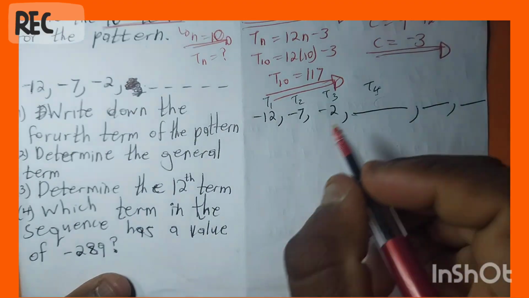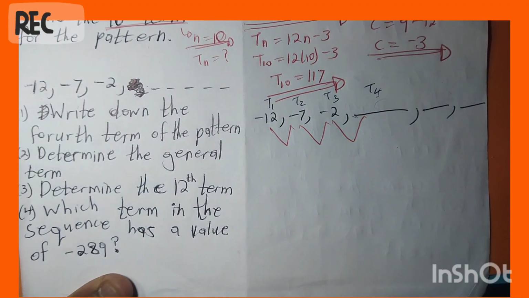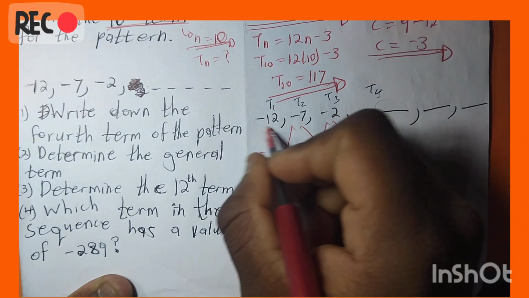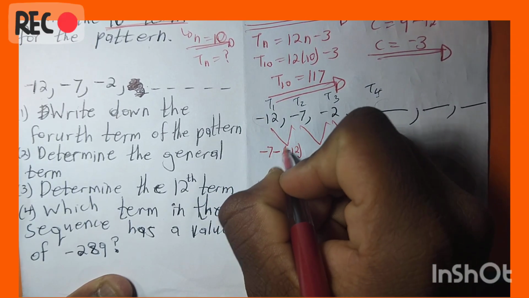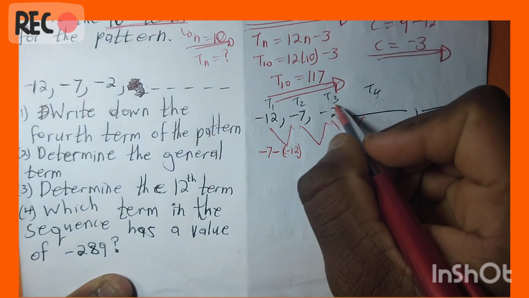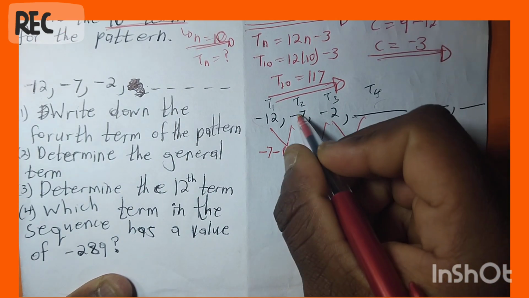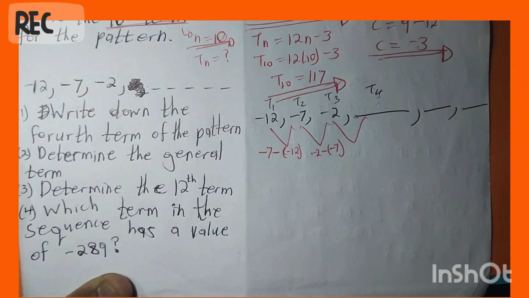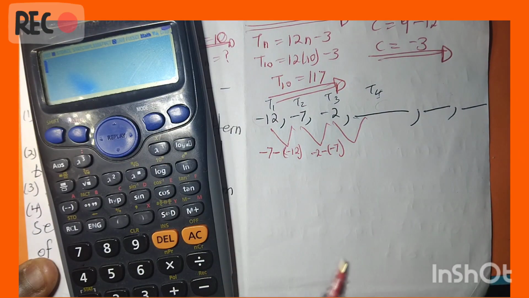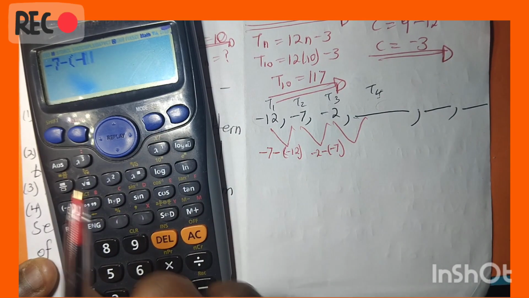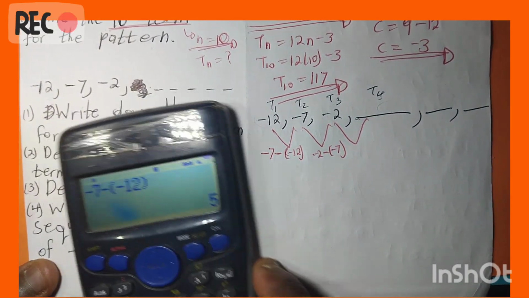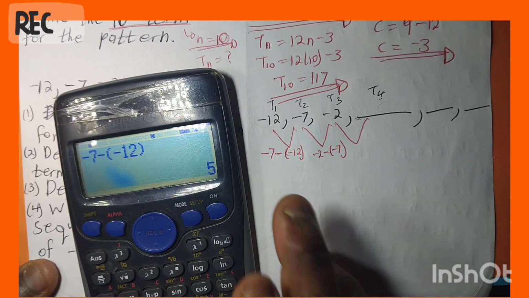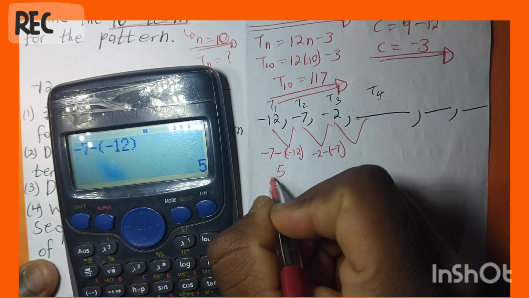So for you to know the 4th term, you should first find a difference. Say right minus left. That thing, guys, it's negative, you should put it inside the brackets, just like this. Do you see? Right minus, that one also it's negative, right minus left, for you to get a difference. So let me punch this on a calculator, which is minus 12. So this is what I get on my calculator. I got 5.